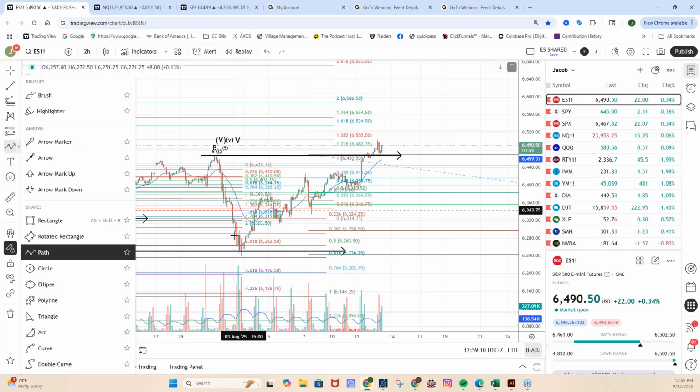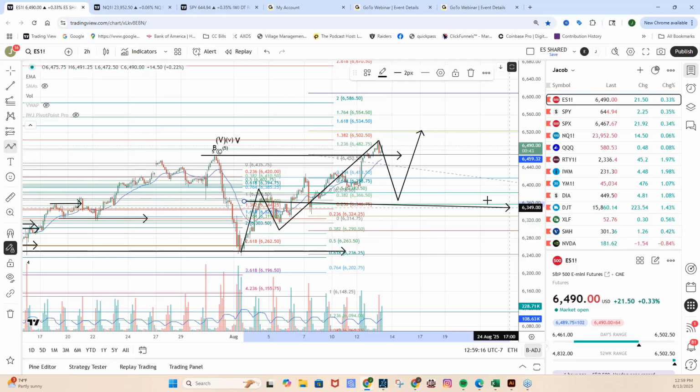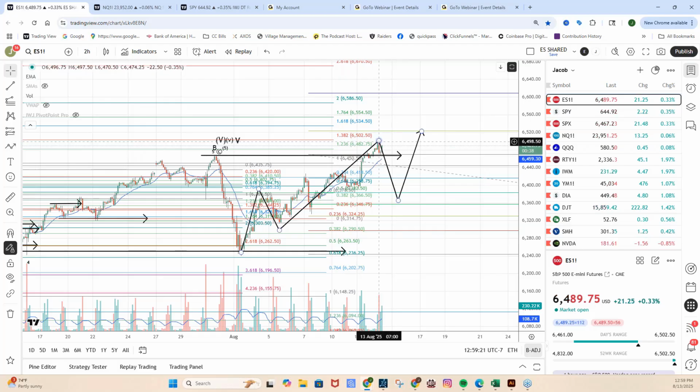But overall, still looking at this diagonal as 1, 2, 3. Then we'd look for 4 and 5, 4 being in wave 1 territory because it is a diagonal. That would be the overall synopsis of where we're at. If they push again directly over 6,500 again, 65.30, 65.50 would be the next targets higher.